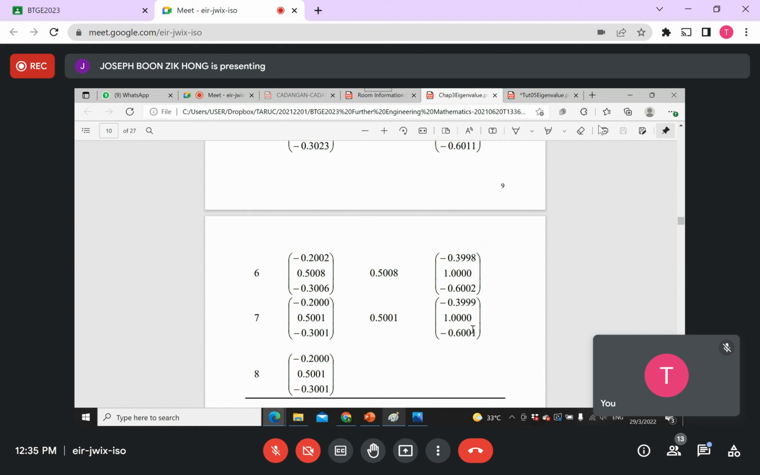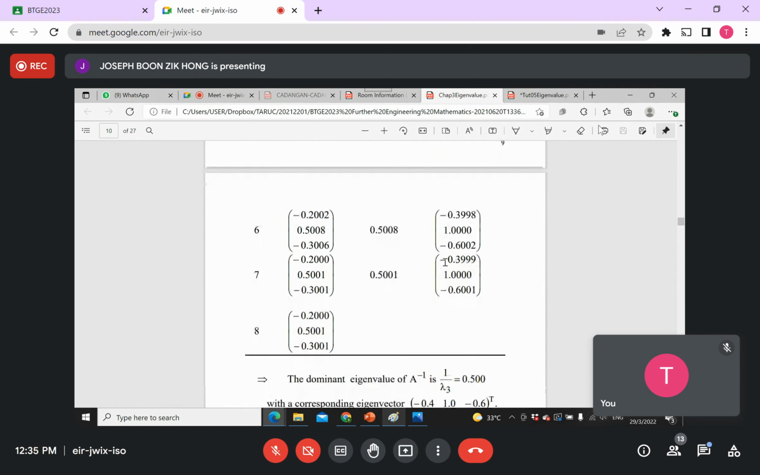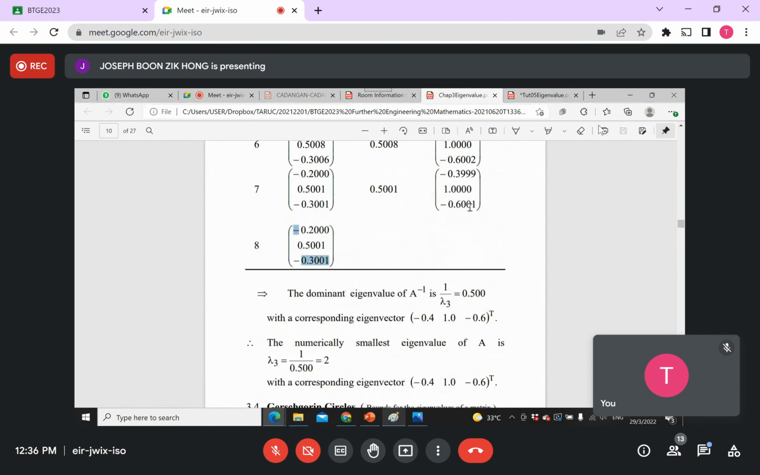Don't stop here, though. If power method, you just stop here. Then this one will be your eigenvalue, and this one will be your eigenvector. This is power method. If inverse power method, you have to do until this step. That means you have to times the A inverse again.